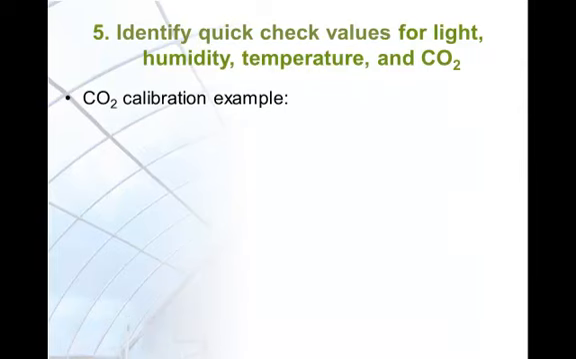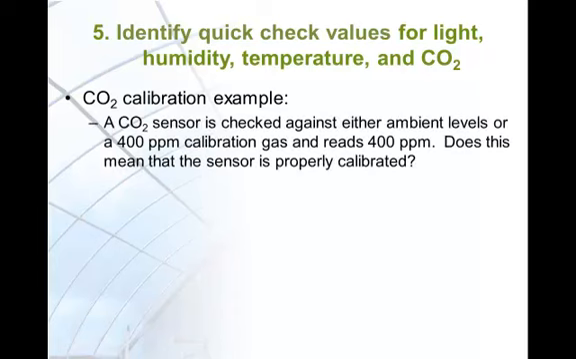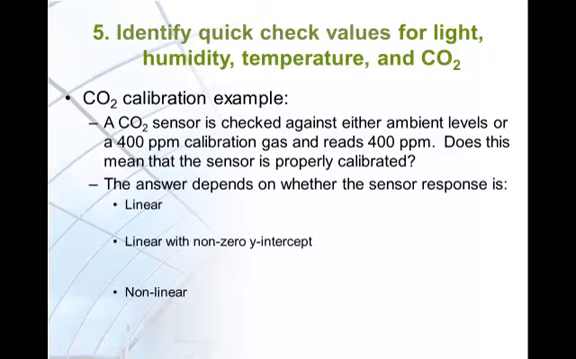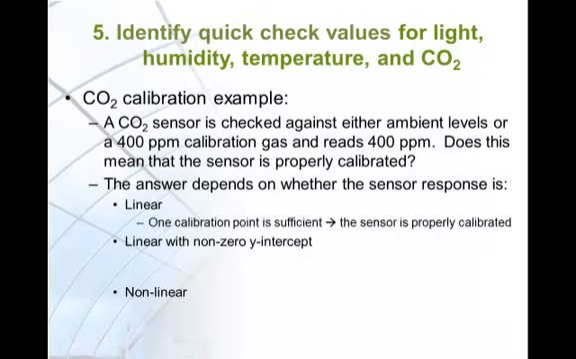Now that we have a list of quick check values for different sensors, let's explore an example of performing a quick check with a CO2 sensor. A CO2 sensor is checked against either ambient levels or a 400 part per million calibration gas, and it reads 400 parts per million. Does this mean that the sensor is properly calibrated? The answer depends on whether the sensor response is linear, linear with a non-zero y-intercept, or nonlinear. If the sensor is linear, one calibration point is sufficient, and therefore it can be assumed that this sensor is properly calibrated.